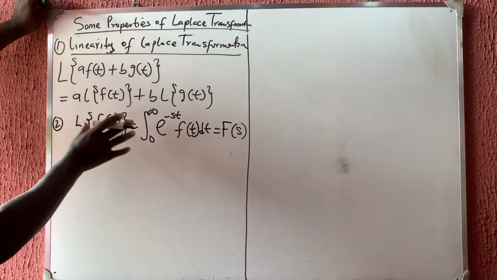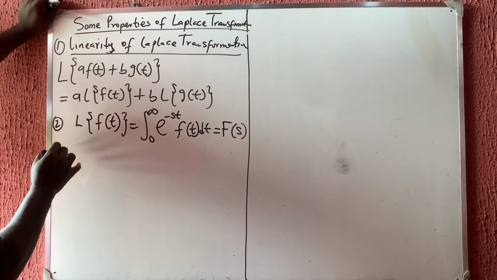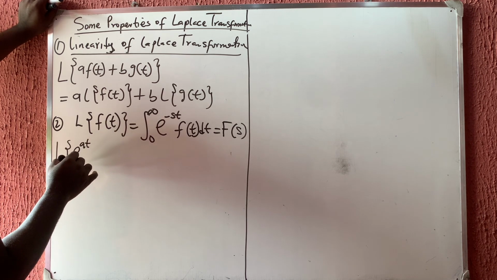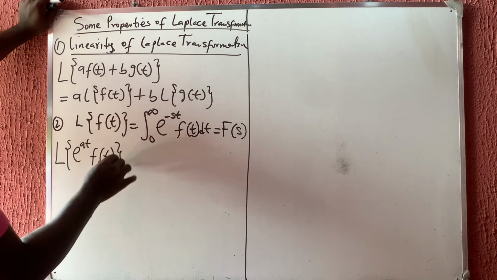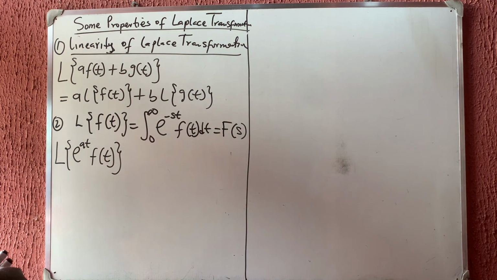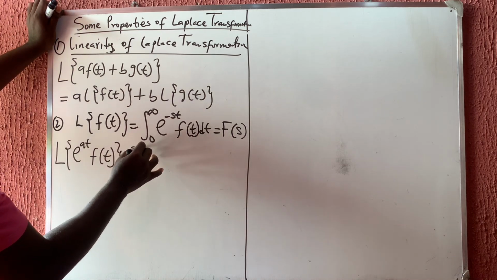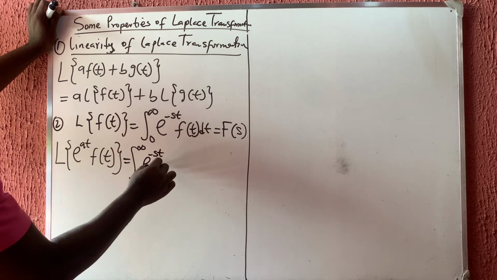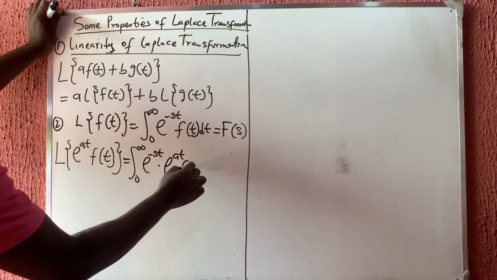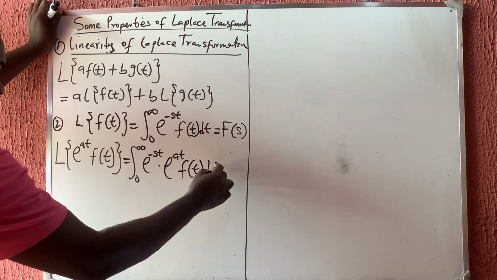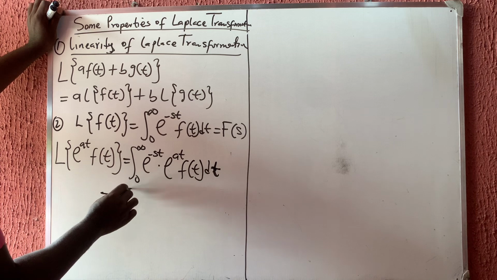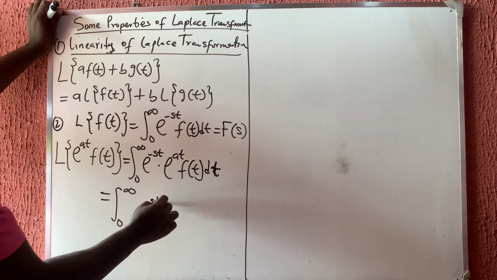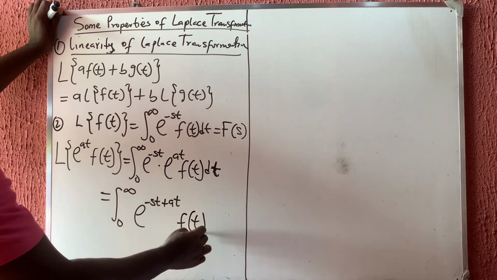Now, whenever you are given the Laplace transformation of e raised to power at, then f of t, when you combine e raised to power at by f of t, that is equal to the integration from 0 to infinity of e raised to power minus st, multiplied by e raised to power at, then f of t dt. According to indices, we add the powers, so I'm going to have minus st plus at, then my f of t dt.